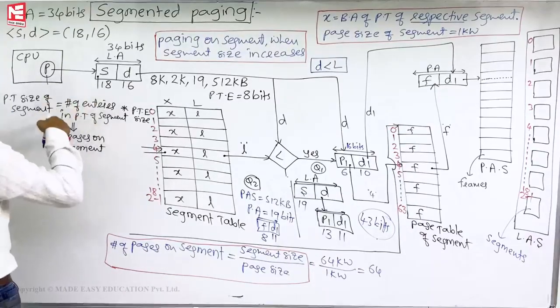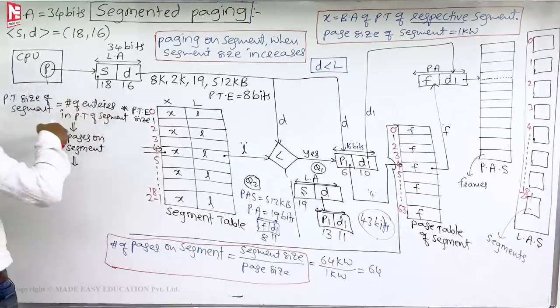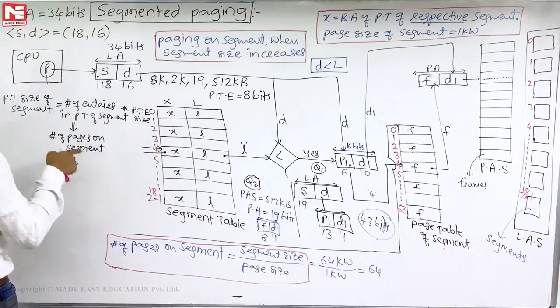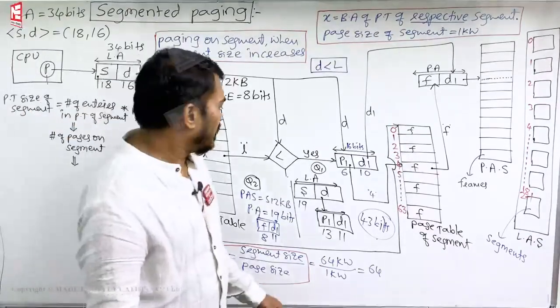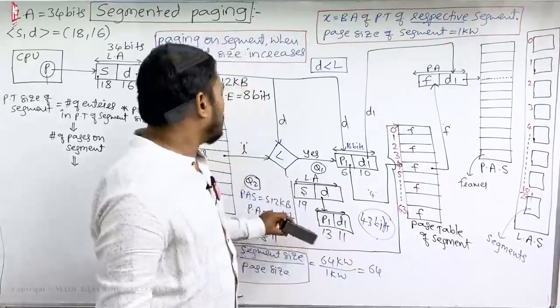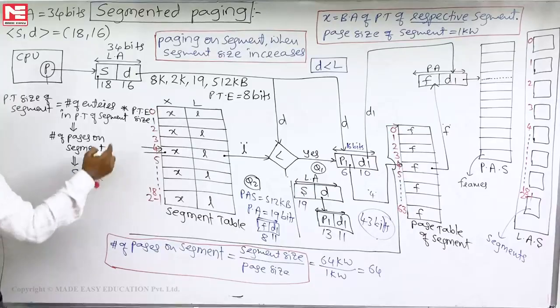Same thing, number of entries in the page table of segment multiplied with the page table entry size. Number of entries in the page table of segment is the same as number of pages in the segment. Now how many pages are there in the segment? Segment is divided into how many pages? 8K pages. So that is 8K multiplied by the entry size.